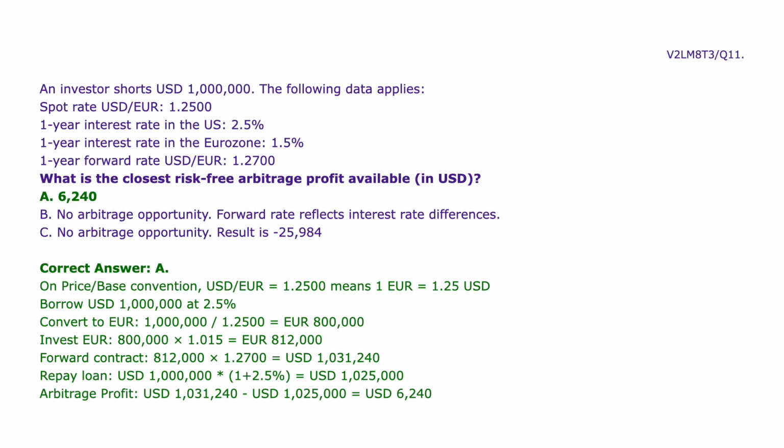Apply the interest rate parity formula. The key step is borrowing USD, converting to euros at the spot rate, investing in euros, and then using the forward contract to convert back to USD. The forward conversion yields $1,031,240 US, while the repayment obligation is $1,025,000 US. The difference is a risk-free arbitrage profit of $6,240 US.